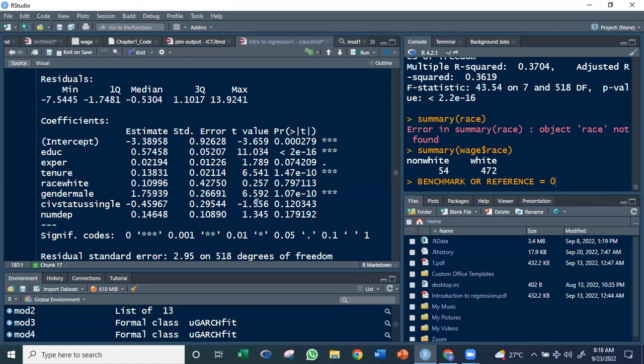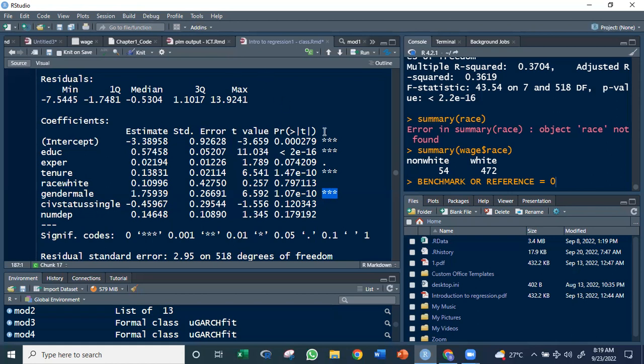Ito din, si gender male. And this is statistically significant. How do we interpret this? On the average, male employees receive $1.76 more than their female counterparts, ceteris paribus. Okay? And yung civil status single, okay, assuming it's not significant, no? But assuming it's significant, on the average, single employees receive $0.46 less, okay, less kasi negative siya, no?